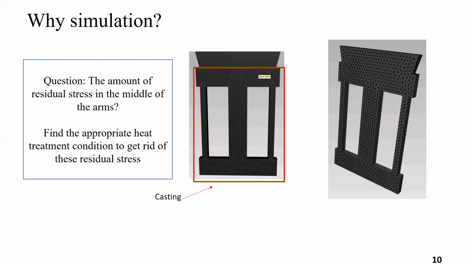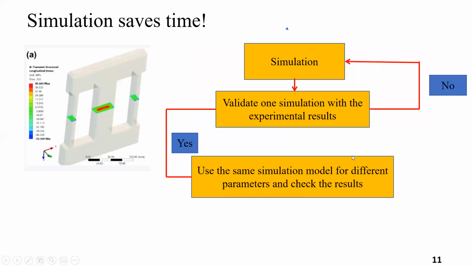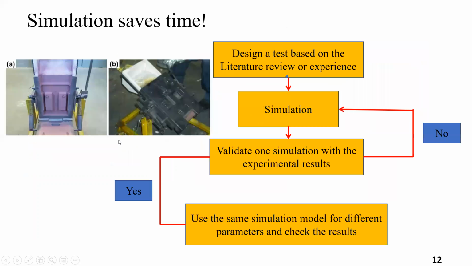And to get rid of the residual stress, we do different heat treatment for any kind of casting, and so we release the residual stress. But the first step is knowing how much residual stress is in there. So we do the simulation first. We do the simulation and we find the residual stress distribution at the points that we are interested in, right?